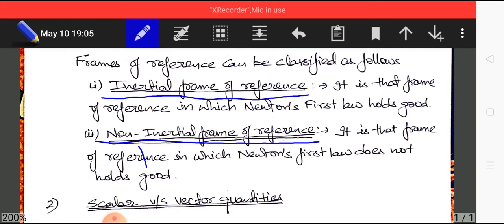While non-inertial frame of reference is that frame of reference in which Newton's first law does not hold good. For example, you are sitting in a car and the car is accelerating, then you must experience a force in backward direction, which you would not experience if you had been standing on ground. So that means the accelerating car is giving you an additional force without any source, that is also known as pseudo force. So any frame of reference which is having acceleration cannot be an inertial frame of reference. Such a frame is known as non-inertial frame of reference.